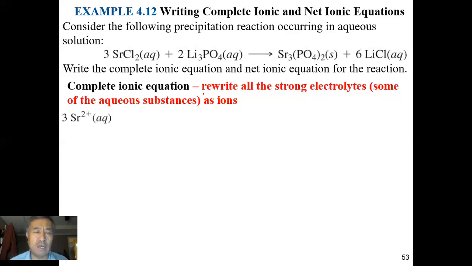The first one is aqueous ionic, so you rewrite it. The question is how many ions you get. You take the coefficient and multiply by the subscript for the ion. The first one, the coefficient is 3. The subscript for Sr is 1, so 3 times 1 is 3. Therefore, you have this 3 here. The next one is the Cl-. How many Cl-? You take 3 times 2. 3 is the coefficient, 2 is the subscript for Cl. That is 6, so that's where you get the 6.